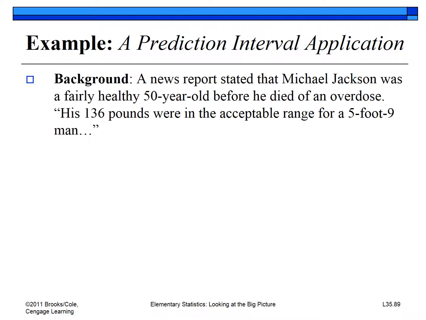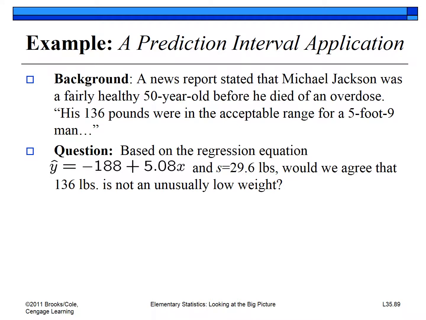So here's an application. A news report stated that Michael Jackson was a fairly healthy 50-year-old before he died of an overdose. His 136 pounds were in the acceptable range for a 5'9" man. Using the equation we've been working with for the relationship between height and weight, do you agree that 136 is acceptable?